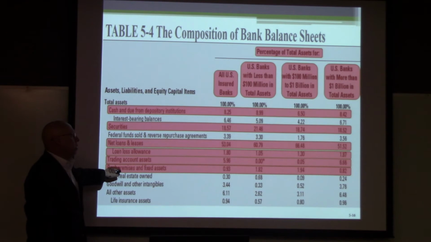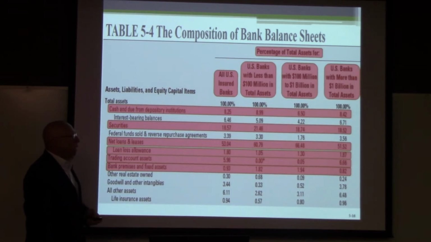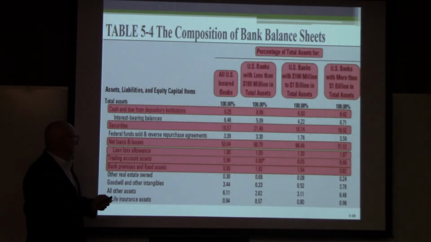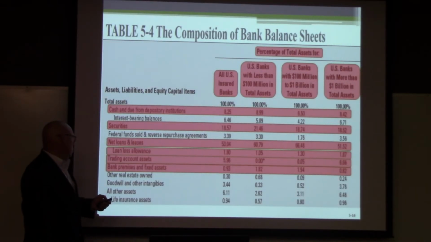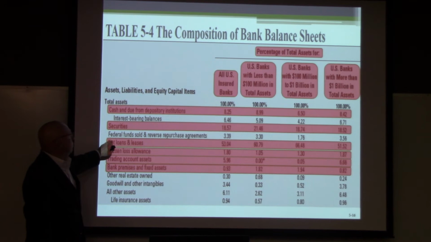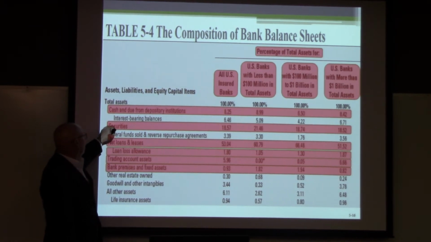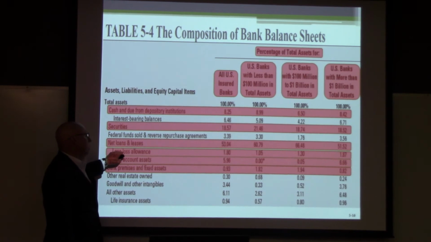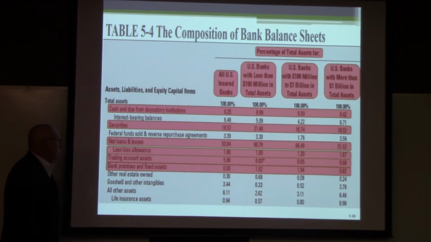And then you can see that bank buildings, look at there. Banks have really nice buildings, but they don't account for much of their assets. All right, so those are the biggies: loans, securities, and cash. And you can see that the loan loss allowance is between 1% and 2% basically.